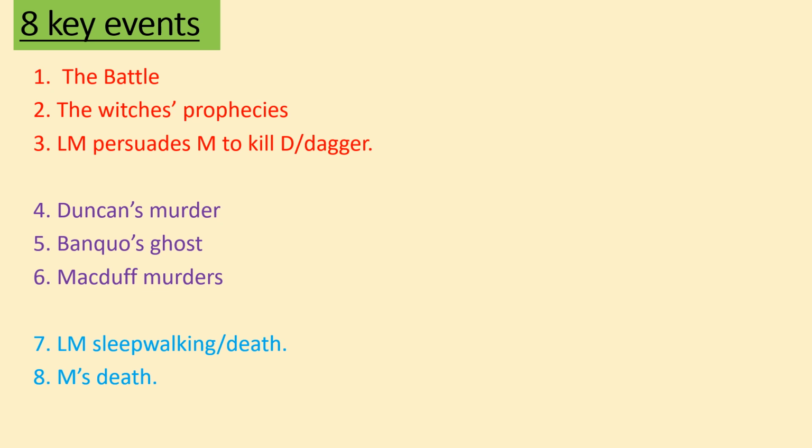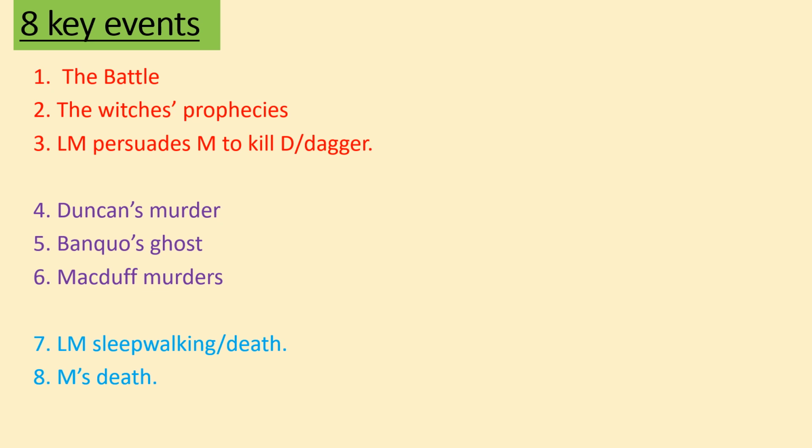The next important thing that happens is the witches' prophecies. We have to know these because they influence everything that Macbeth does. After that, it's Lady Macbeth persuading Macbeth to kill Duncan and the dagger scene. So it's all about the decisions that led up to Duncan's murder. That's really important when we learn about their relationship and the choice to commit regicide.